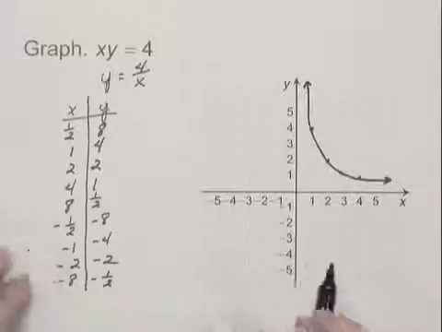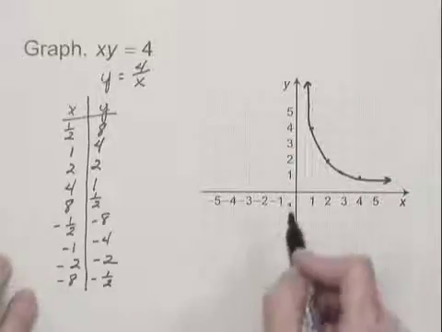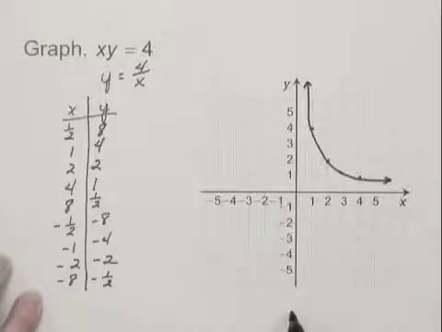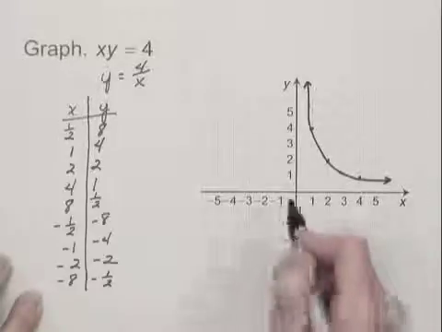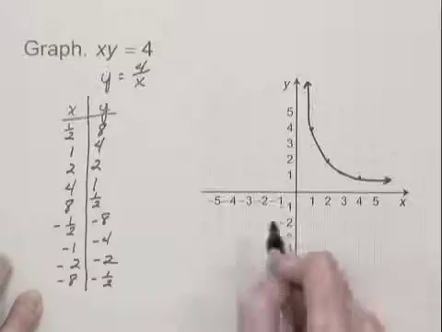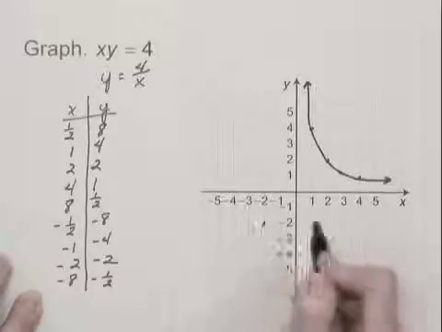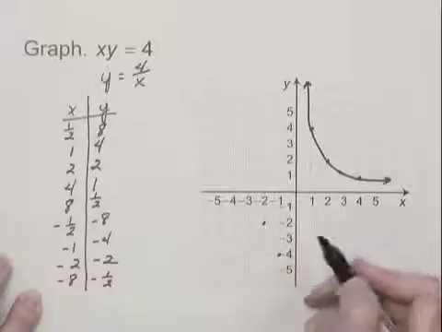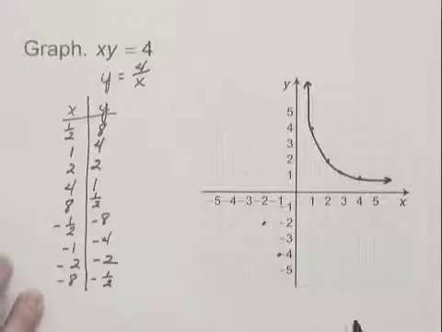And now let's plot these points that are in the third quadrant. Negative 1/2, negative 8 is off the grid, but we can get an idea of where it is. We have negative 1, negative 4, negative 2, negative 2, and negative 8, negative 1/2 is also off the grid.